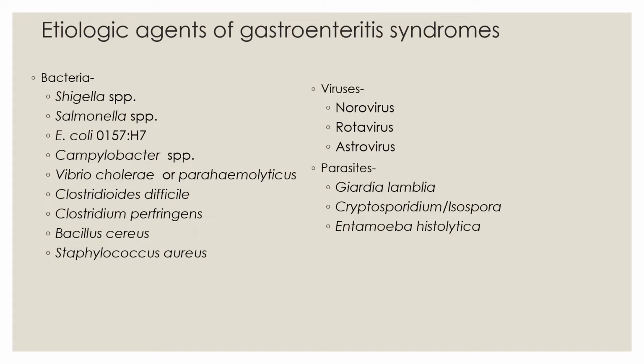Some viral causes of gastroenteritis would be norovirus, rotavirus, and astrovirus. And then some parasitic causes of tummy troubles would be Giardia lamblia, Cryptosporidium, and Isospora, and that can happen especially in immunosuppressed people. And then finally, Entamoeba histolytica, which is a parasite that causes bloody diarrhea. So there are a number of reasons why a person may have gastroenteritis.